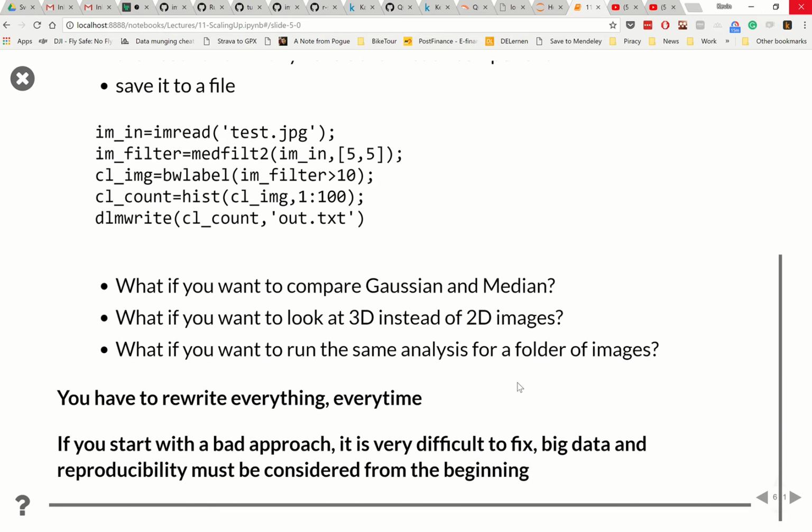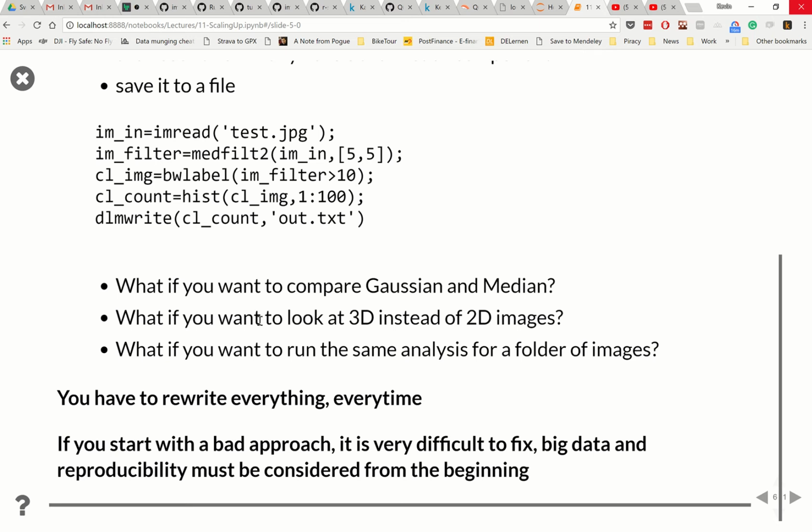And now if you want to compare something like Gaussian to median, or look at 3D instead of 2D, or even run the same analysis on a whole folder of images, you have this problem that you've written this one block of code, and you need to go back and make a new script to do that for Gaussian instead of median, or change it so that it handles 3D images correctly, then change the file name in each one, and then make sure you change the output file name correspondingly so that you get new input and output files for each one.